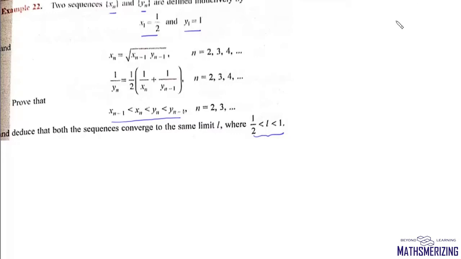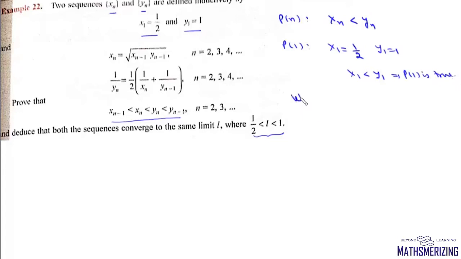Now what we'll do is, in the first part, we'll prove that xn is less than yn using principle of mathematical induction. Now we'll prove it for n equals 1. For n equals 1, x1 is 1 by 2 and y1 is 1, that is x1 is less than y1, that means p1 is true. Now we'll assume let pk be true, which simply means xk will be less than yk.